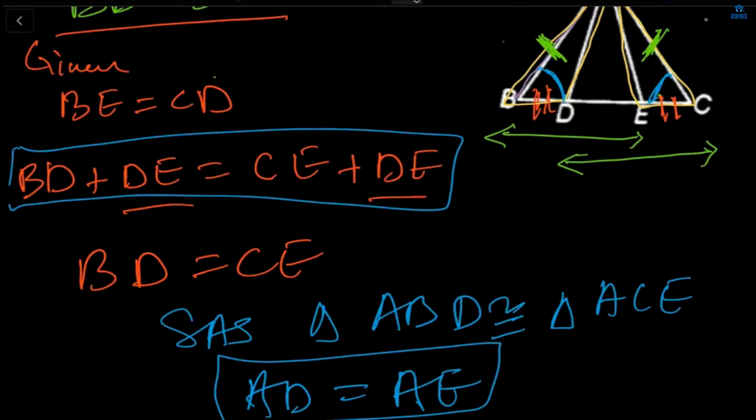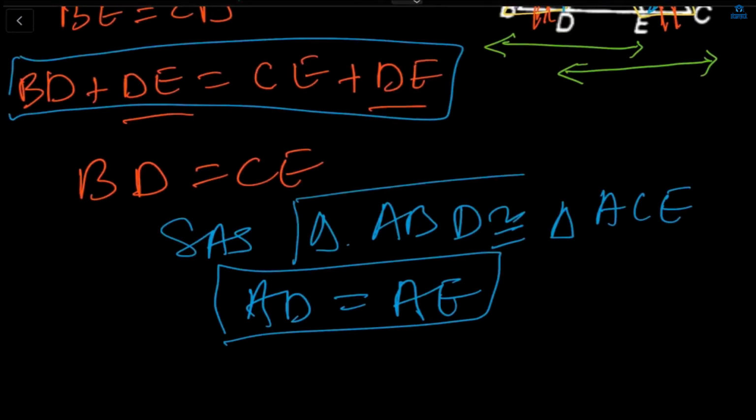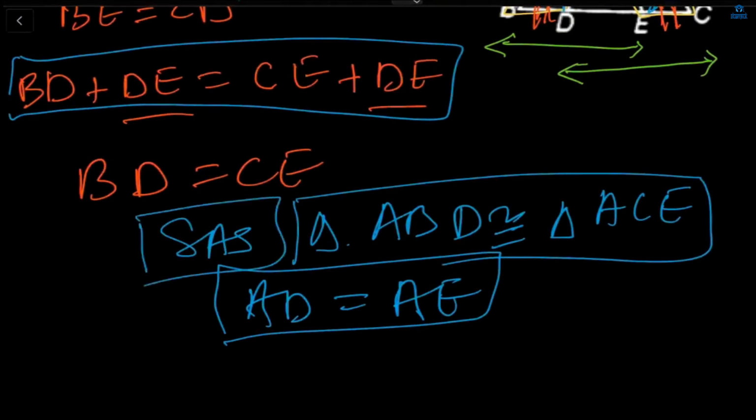Like here I'm saying that these two triangles are congruent. How can I say that? From SAS congruency. So this is also something we have proved. This is a theorem, SAS congruency, so you have to mention it. CPCT, from CPCT I'm saying. So you have to prove it.